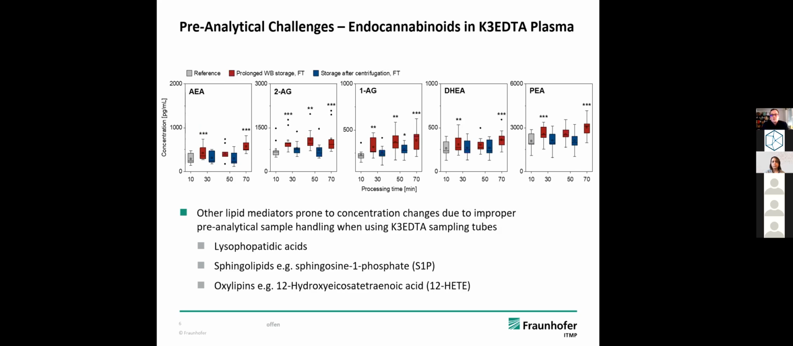But also other lipids, like the before mentioned lysophosphatidic acids, or sphingolipids like S1P, or oxylipins like 12-HETE, are very prone to improper pre-analytical sample handling. So if you want to analyze any of these compounds, standardizing pre-analytics is of utmost importance to prevent measuring artifacts.